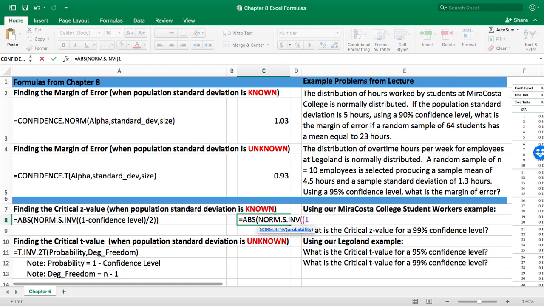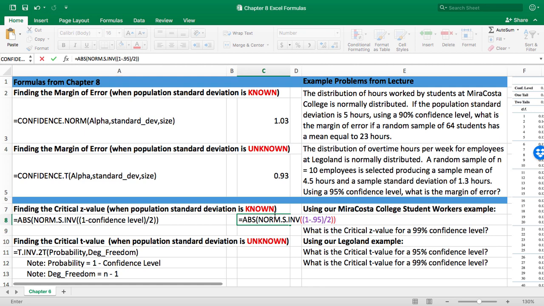We'll do 1 minus our 0.95 confidence level. Or you could have just subtracted that in your head and typed 0.05. And then divide by 2. Because recall when you look at the curve and we have our confidence interval estimate, we have 2 tails on either side of the curve that are outside of our confidence level. So that's why we divide by 2 in order to get the 2 tails. I'll go ahead and close my parentheses and then hit enter.